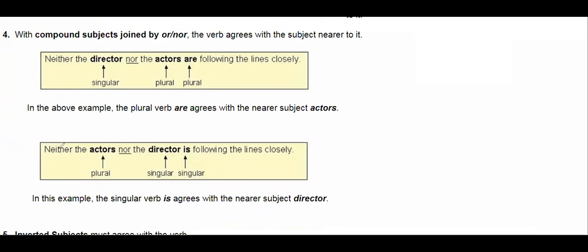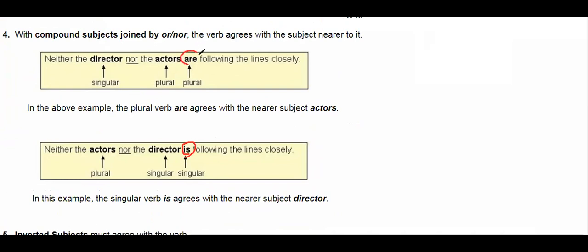Now, इसी वाले को दोबारा हम we will look at in a different form. Neither the actors nor the director. Now, what have we done? We have changed their positions. ये यहाँ पर, and this one goes here. So notice how it changes. Neither the actors nor the director is following the lines closely.